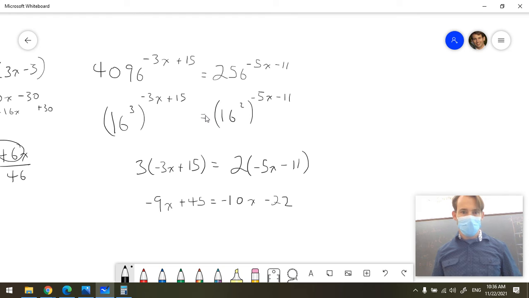Super tough, right? So, we add 10x to both sides, gives me x over here. Subtract 45 from both sides, gives me negative 67 over there. That's our answer. So let's put that in.